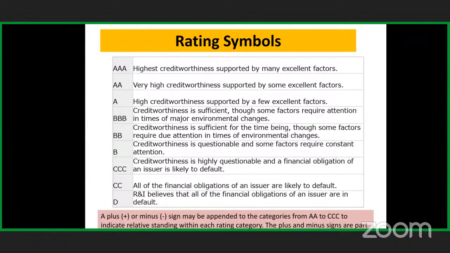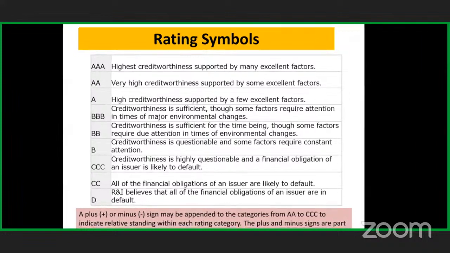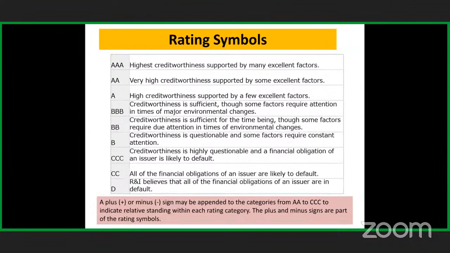CRISIL, CARE and ICRA all have different symbols. This is for your understanding, but you can check their websites to see what symbols they use. You can go to the individual credit rating agencies and find out the details. It's not in the syllabus. Your syllabus speaks only about methodology and the credit rating agencies. So, this is all about credit rating.